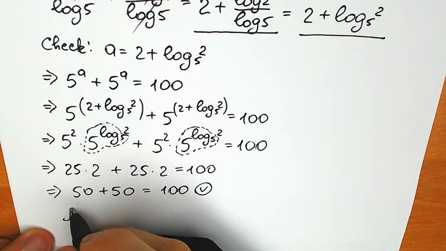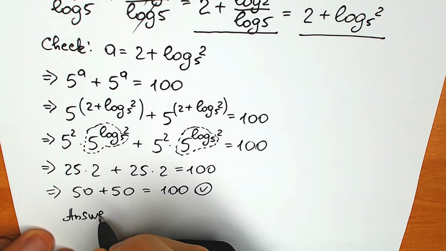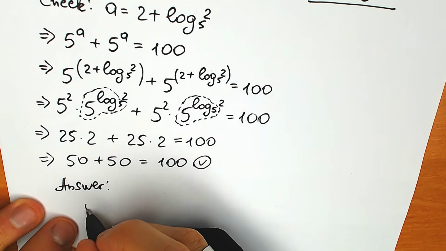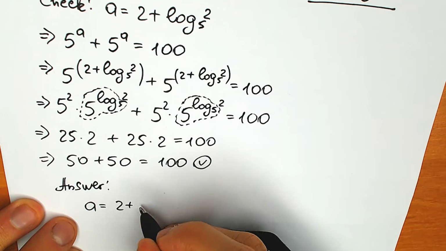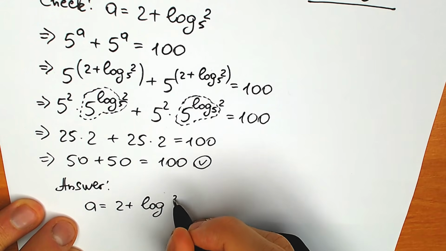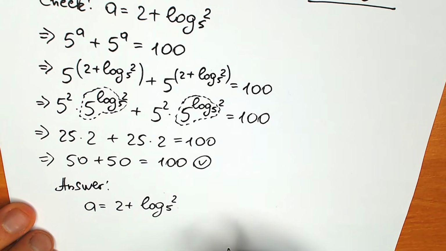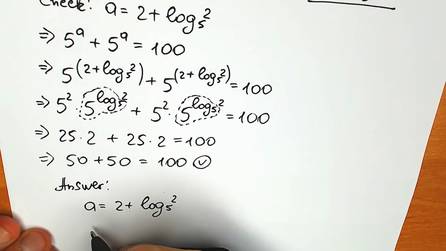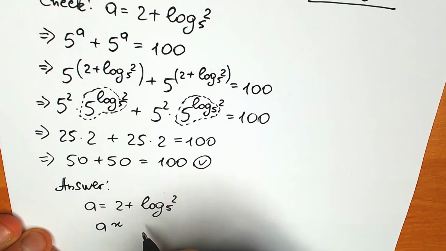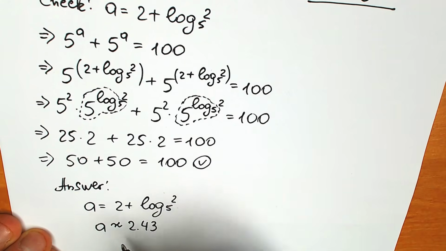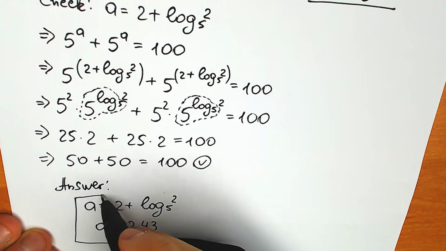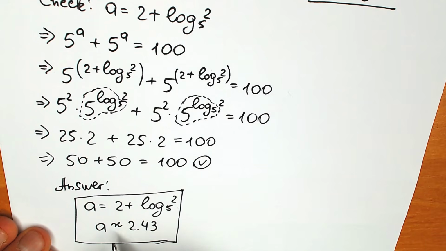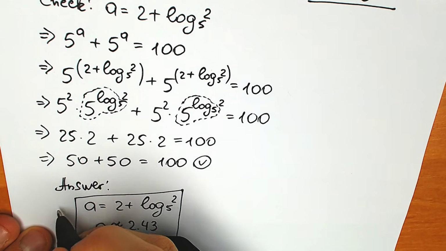So let's write our final answer to this question. And in the end of the video, I'm going to show you how we can find a complex root. So our root is a equal to 2 plus log 2 base 5. And maybe you're interested in an approximate answer. There are a lot of students who may be. So a is approximately equal to 2.43. This is up to you. You can see this from a different perspective. This is our real number root.